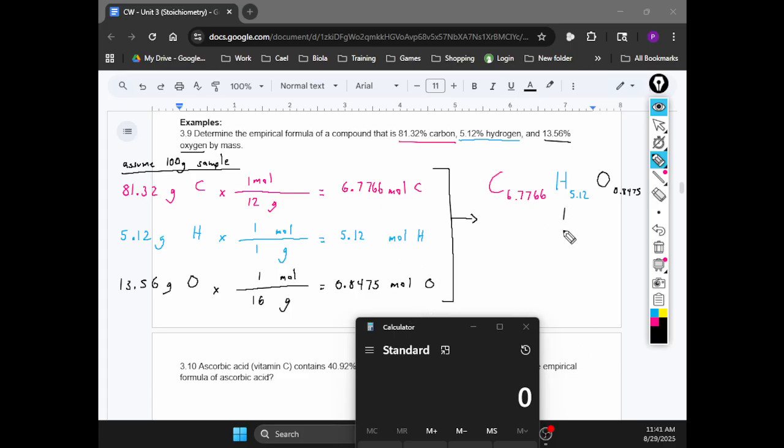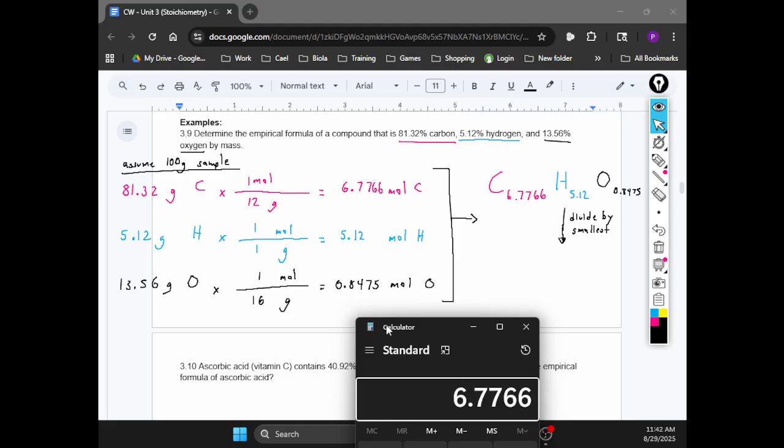And then what you want to do to simplify this is divide by the smallest number. So you want to identify what the smallest number is, and then divide all of the values by that number. If you take a look, the smallest number is 0.8475. So we're going to divide all of these numbers by 0.8475. We're going to take the carbon. The carbon has 6.7766. We're going to divide that by 0.8475.